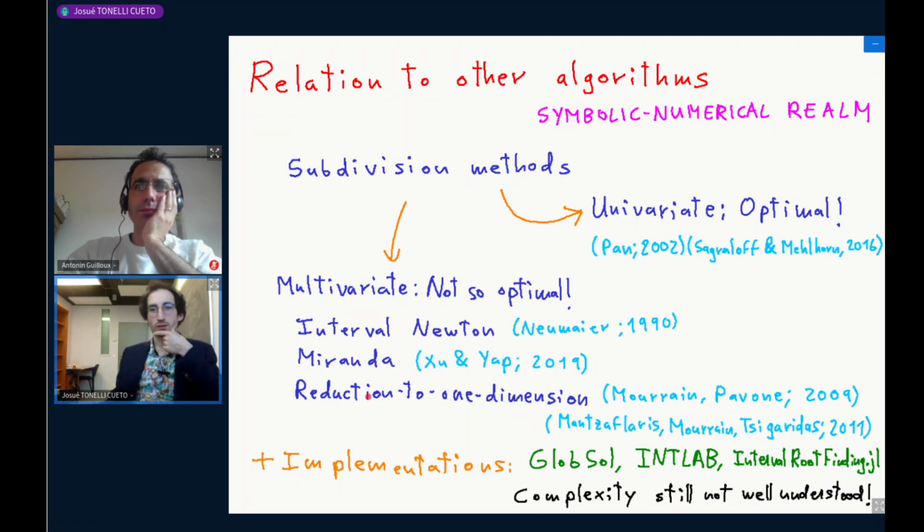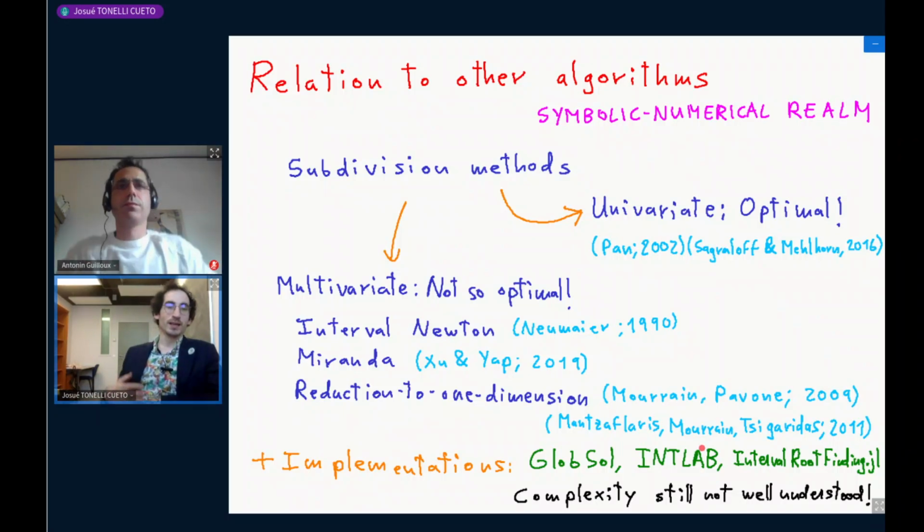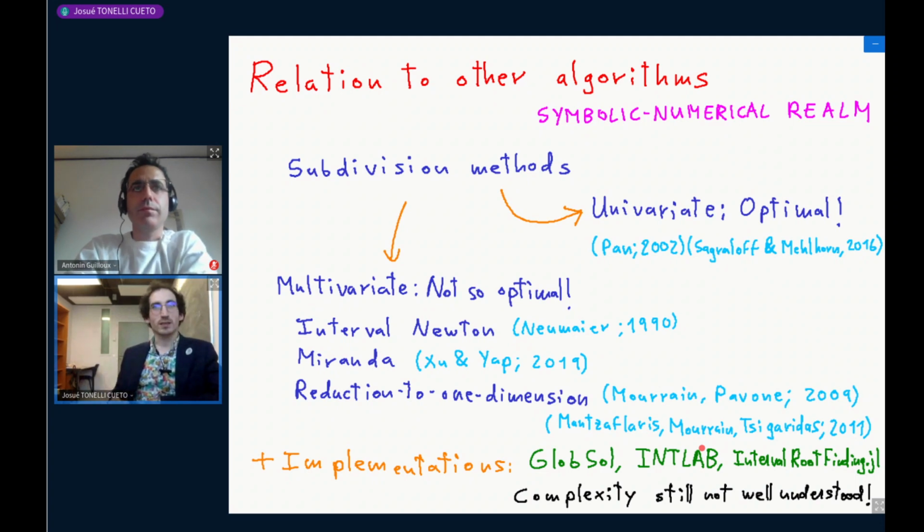Then we have implementations of these subdivision methods: GlobSol, IntLab, and interval root finding in Julia. These tend to work reasonably well in practice, but still the complexity of these methods is not very well understood. For example, in the paper by Mantzaflaris, Mourrain, and Sgaridas, there are parameters that their complexity depends on whose meaning is not clear a priori. You look at the parameter and it's not clear what it means in terms of the geometry of the system.